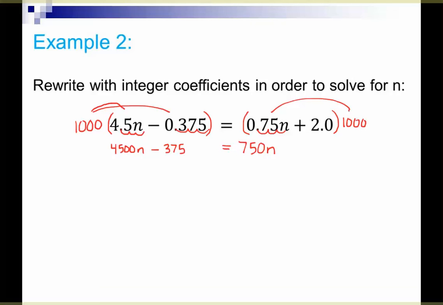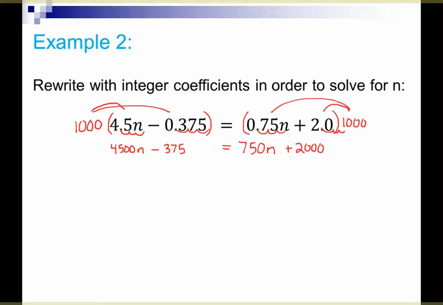And then this one's a little bit tricky. 2.0 times 1,000, well, that's really just saying 2 times 1,000. I'd move this 1, 2, 3 places. That's 2,000. So check and make sure this is what you had. You should have 4,500n minus 375 equals 750n plus 2,000.